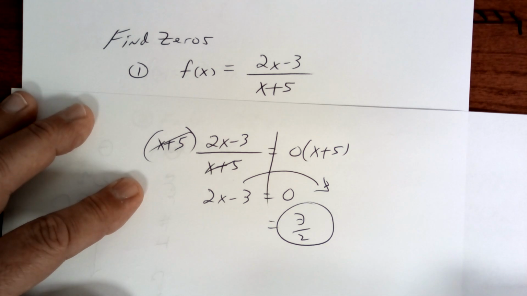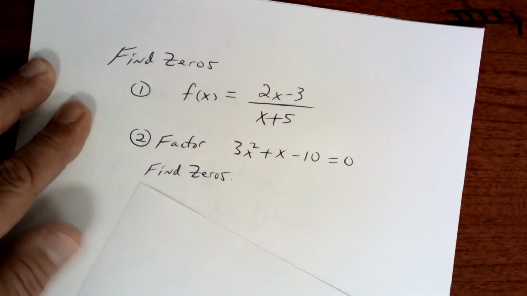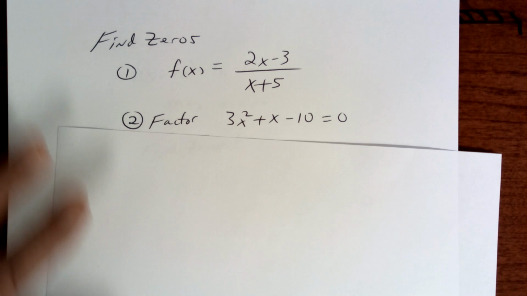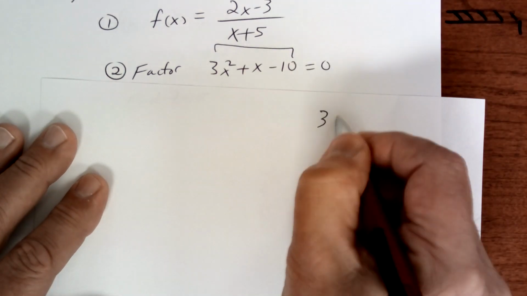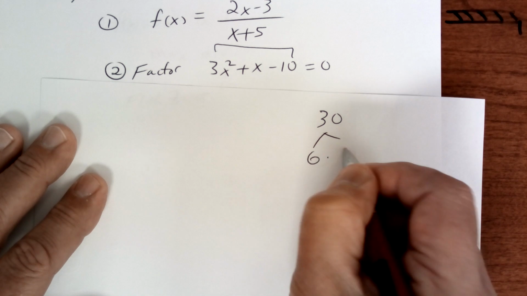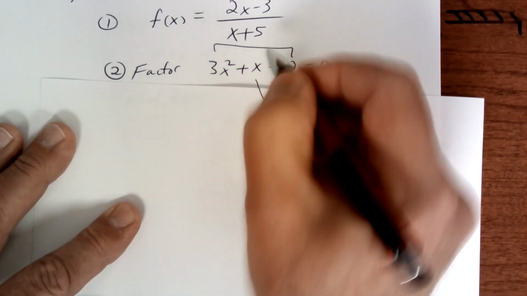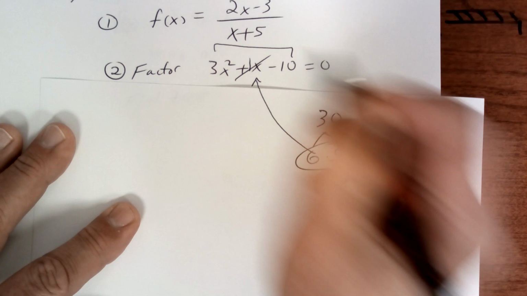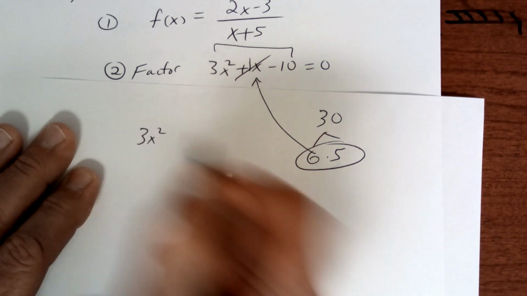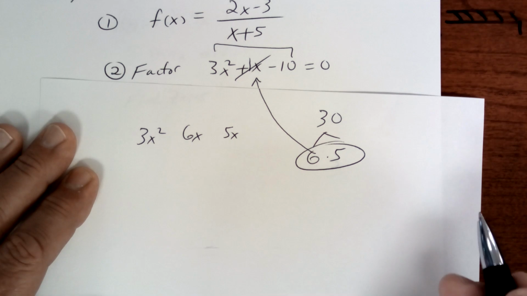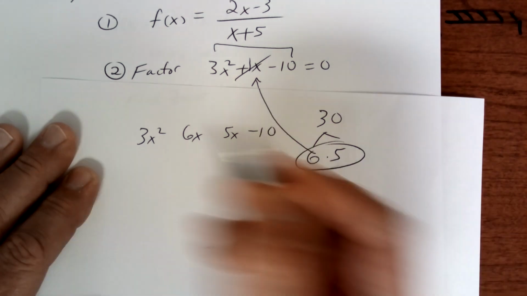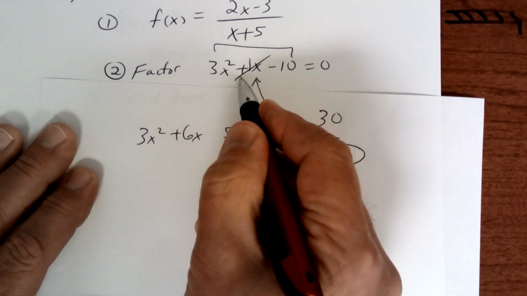Okay? This one right here, it says factor. Well, we had this one yesterday as well. 3 times 10 is 30. We want 6 and 5, right? Because when you subtract, you get 1. So we're going to substitute. So we're going to say 3x squared, 6x, 5x, and then we're going to put a negative 10 on the end. We want a plus with the bigger one, so we end up with a plus and a negative here.